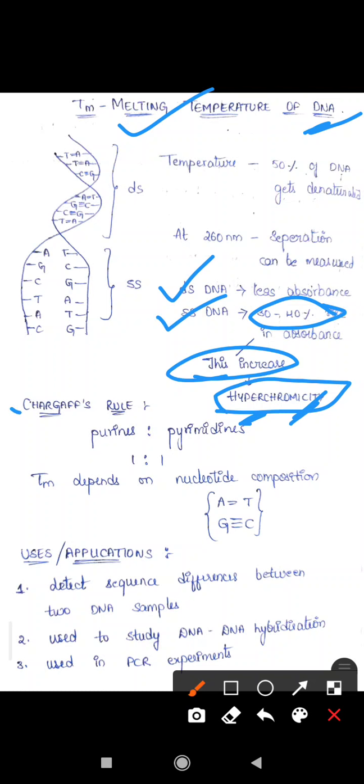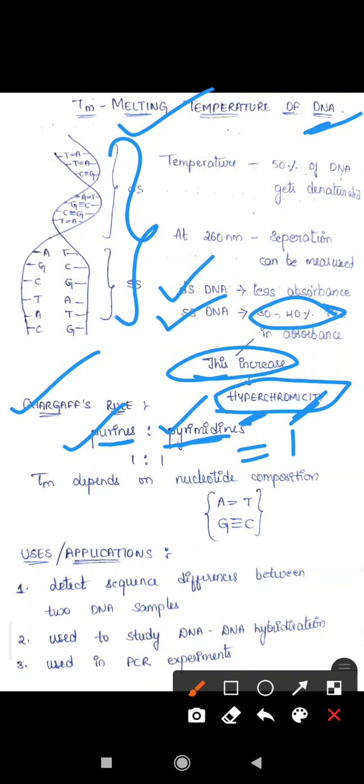According to Chargaff's rule, the ratio of purines and pyrimidines is equal to 1. Means however many purines there are, that many pyrimidines will be there in the double stranded DNA. So this Tm also depends upon the composition of nucleotides. Depending upon the composition of purines and pyrimidines in the DNA, the melting temperature varies.